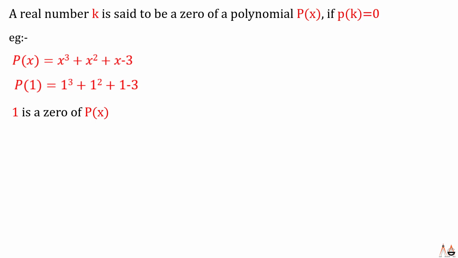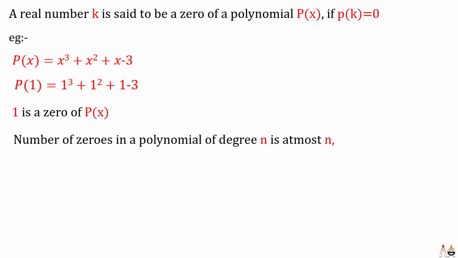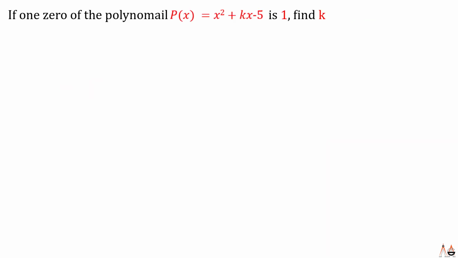In fact, as a general rule, it is important to remember that the number of zeros in a polynomial of any degree n is at most n. Let's take a simple example. If one zero of the polynomial p(x) equals x squared plus kx minus 5 is 1, we have to find k. So since we know that one zero of the polynomial p of x is 1, we substitute 1 for x. And then we get 1 squared plus k minus 5 is equal to 0, giving us k is equal to 5 minus 1, and that equals 4.